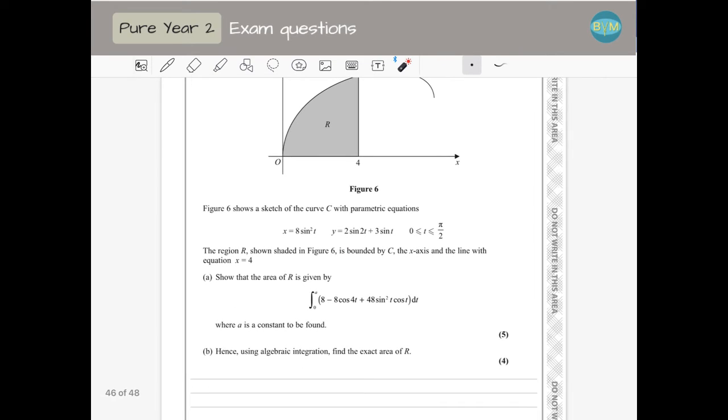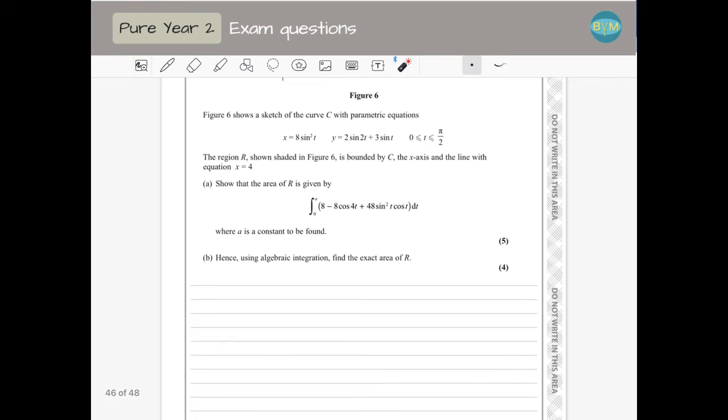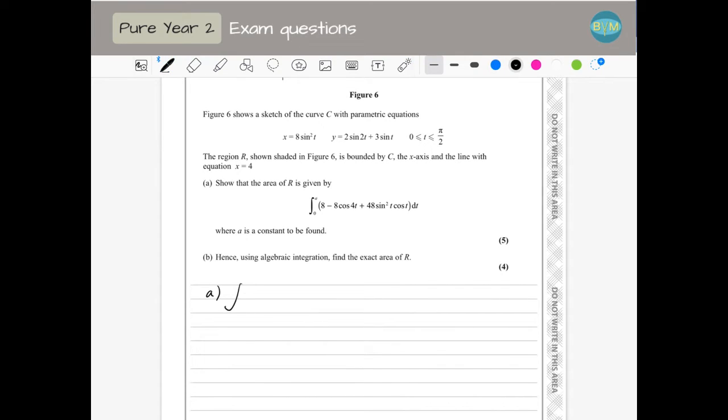The first thing you have to prove is that the area is given by this integral here. So what we're going to do is to use these parametric equations to find this expression. So that's the first part. When we integrate parametric equations, we have y in terms of t and then dx by dt. So this is what we need.